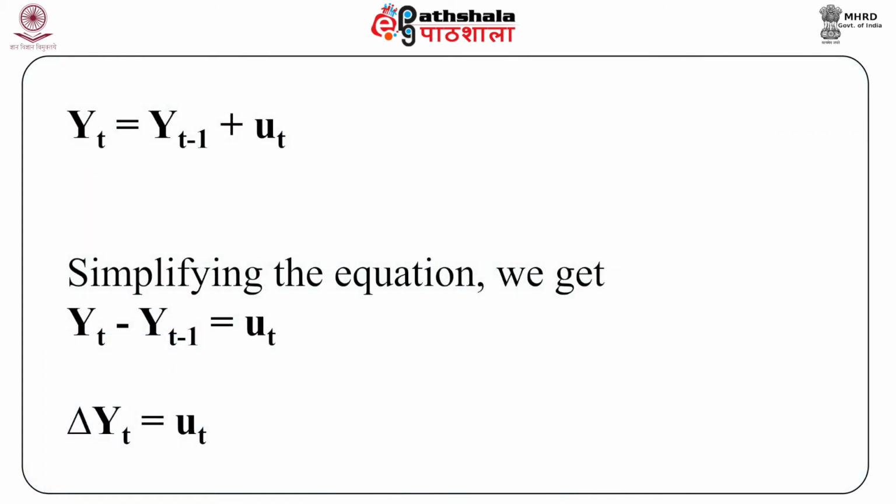Let's estimate it using the following procedure. We take a variable y and observe its values over the period of time. The model will be represented as, again, yt is equal to yt minus 1 plus ut, where y is again the variable taken into consideration, t is the length of the time period, and ut is the error term as usual. So simplifying this equation, we may get yt minus yt minus 1 equal to ut. What we have done is only taken yt minus 1 to the left hand side. Now this can also be written as delta yt is equal to ut.